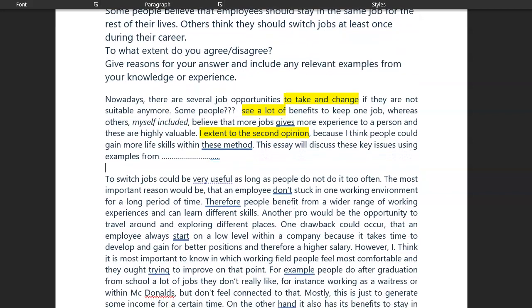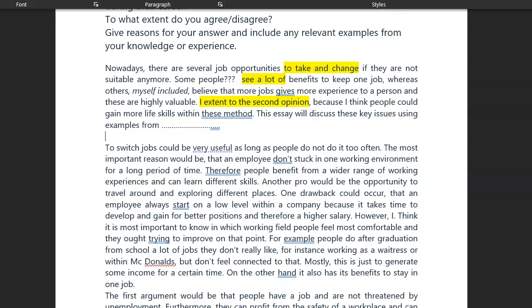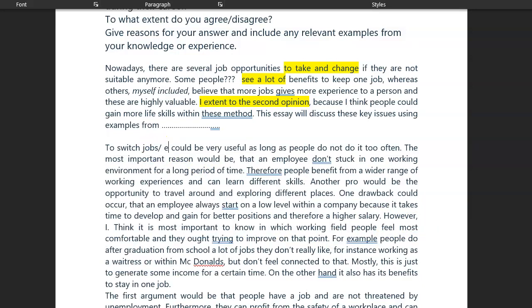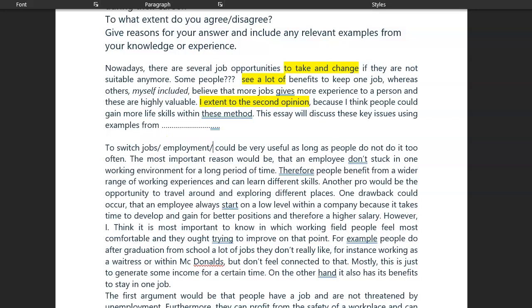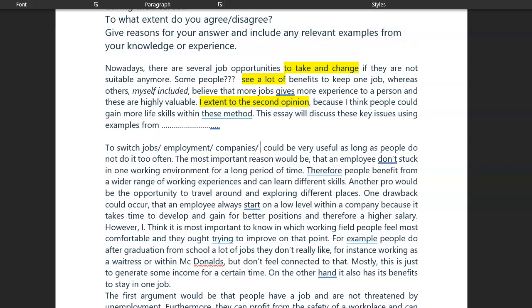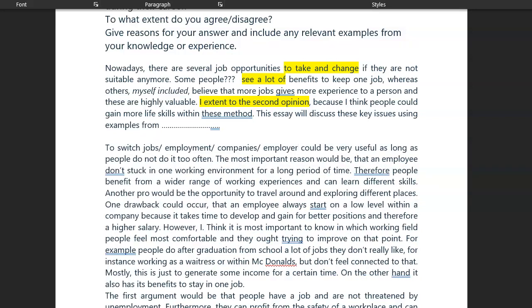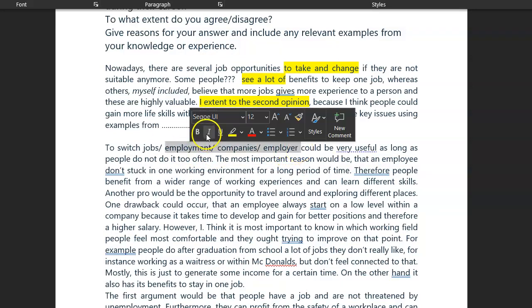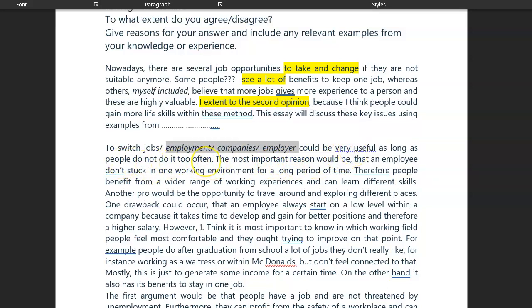To switch jobs. Now, switching, I know we give it to you in that list of words, but it is quite informal. But to switch jobs, now you said jobs a lot of time. You could say employment, companies, or employer. Yeah, so remember, it's really important to paraphrase. It's a language exam. You need to be showing as much language as you can. Could be useful as long as people do not do it too often. Okay. As long as this does not occur too frequently.